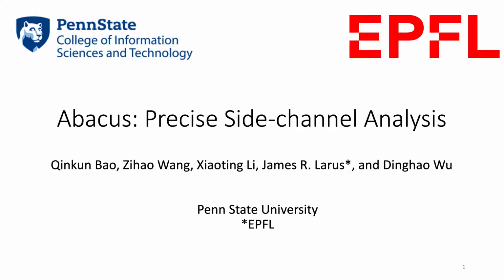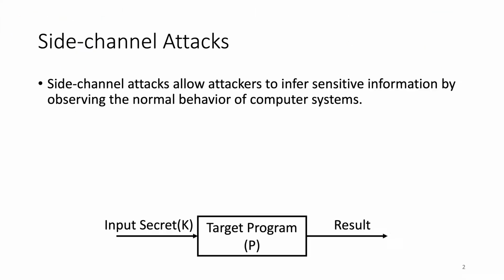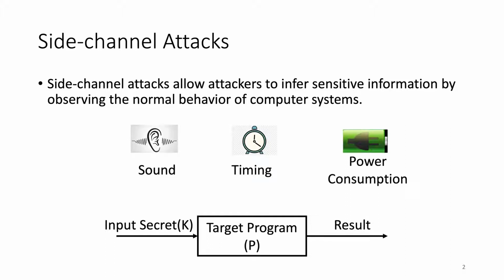Today I am going to briefly introduce Abacus, precise side-channel analysis. Suppose we have a program. It takes some sensitive information as the input and outputs the result. The process can be applied to many programs like the encryption, decryption, and data processing procedure. However, during the computation, an attacker may have some observations like the sound, the execution time, and the power consumption. If an attacker can infer part of the original information based on those observations, then we call it a side-channel attack.